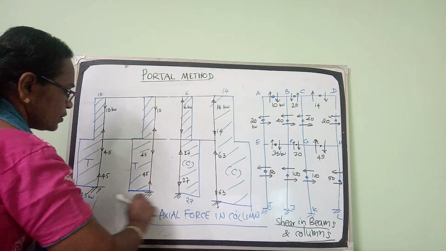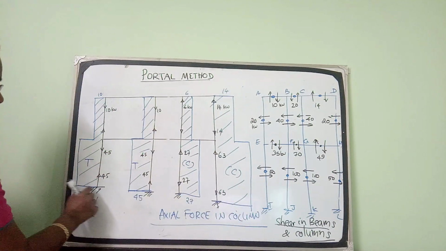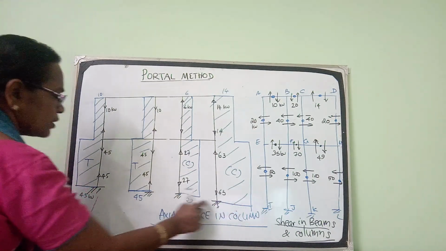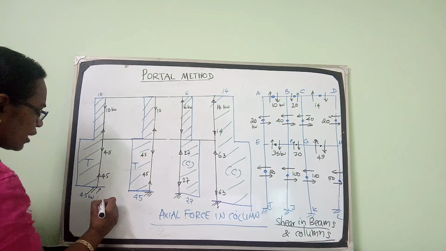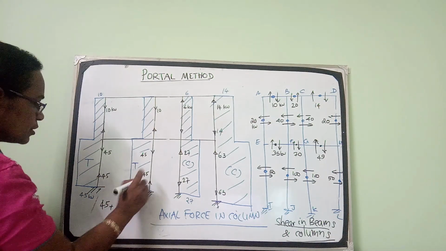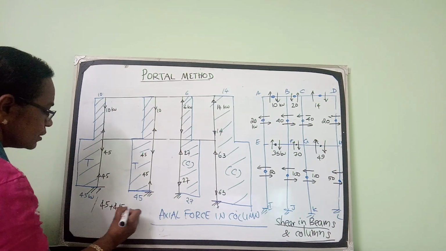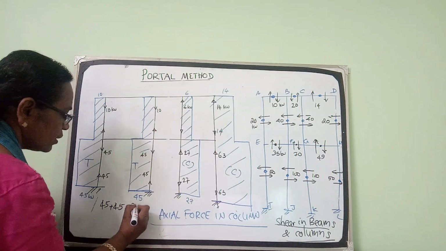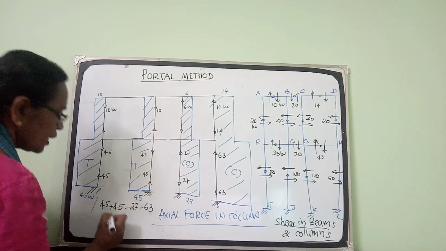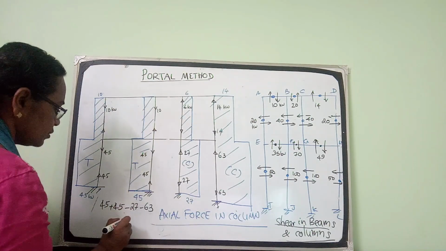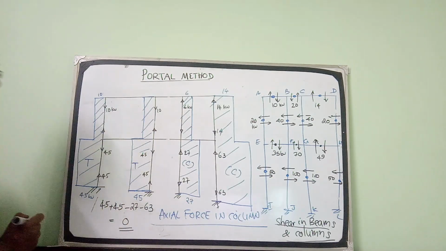When you get after this, you can check the final axial force in columns considering the base of the columns. The axial force 45, it is 45 tension. This is minus 27. This is minus 63. If you take the sum of the axial forces, it should be equal to 0. That is also a final check.